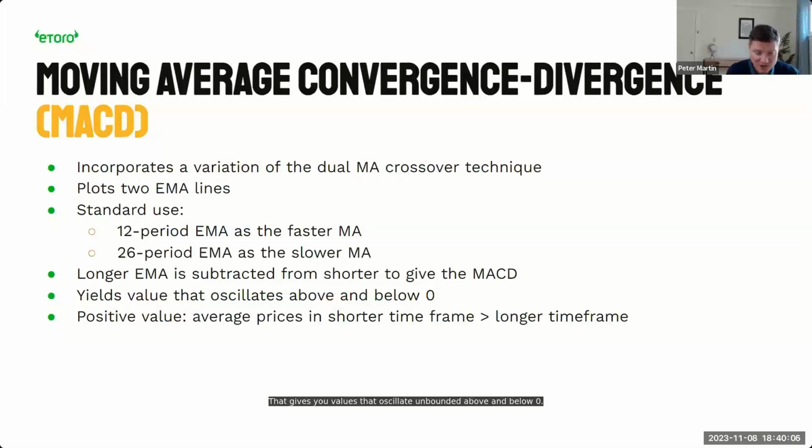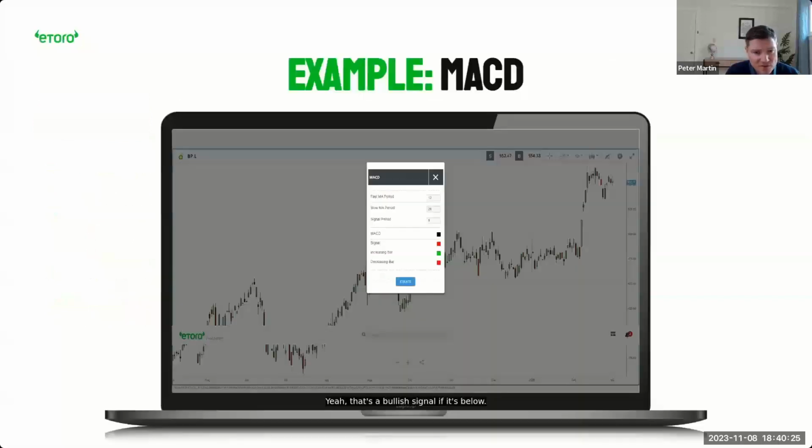So if it's got a positive value, that suggests that average prices in the short term are greater than prices over the longer time frame. So that's why if it's above zero, it would tend to be a kind of bullish signal. If it's below, it's a bearish one.